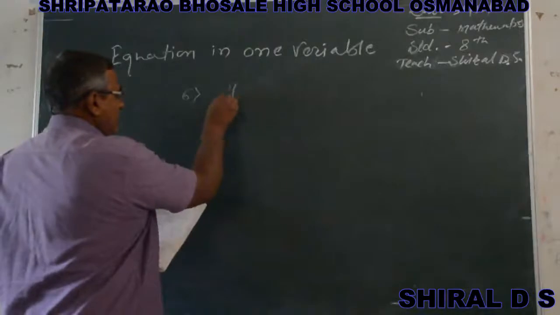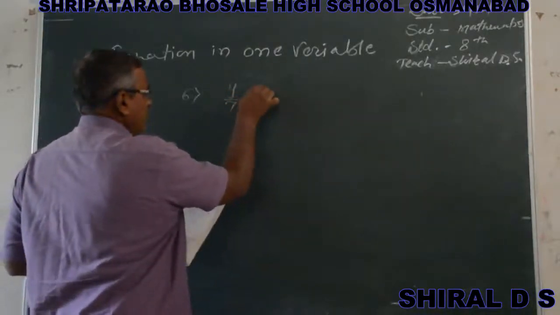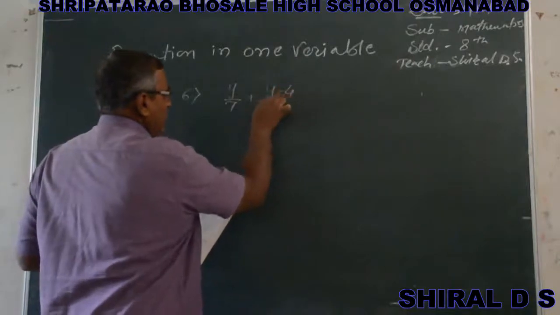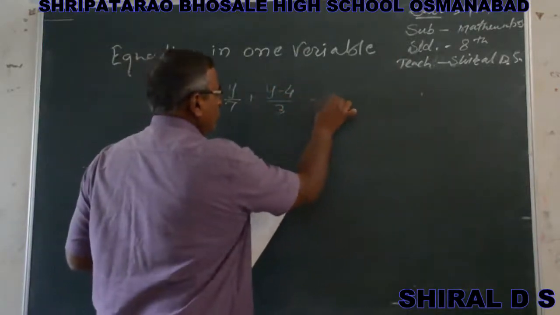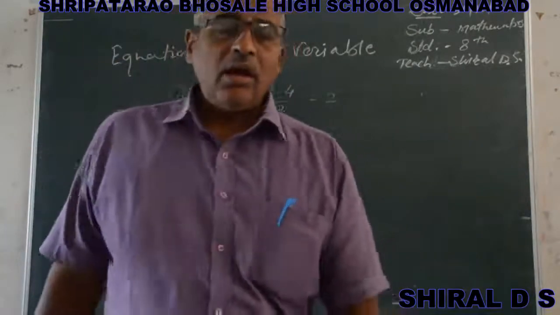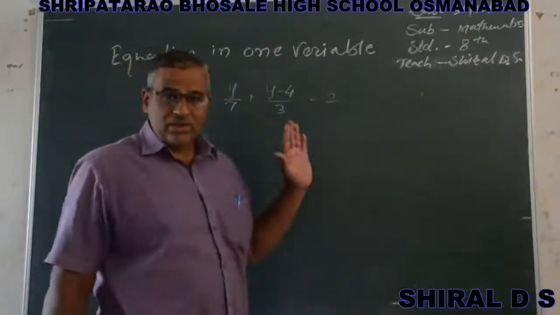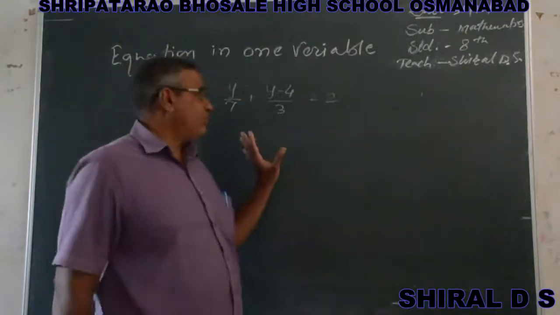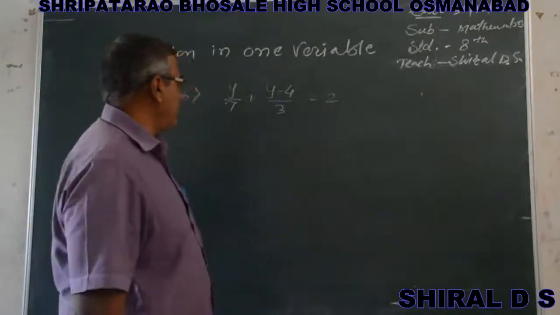y upon 7 plus (y minus 4) upon 3 is equal to 2. Then how do we solve the given equation by the second method? We saw the first method last period. Now we see how to solve this example by the second method.